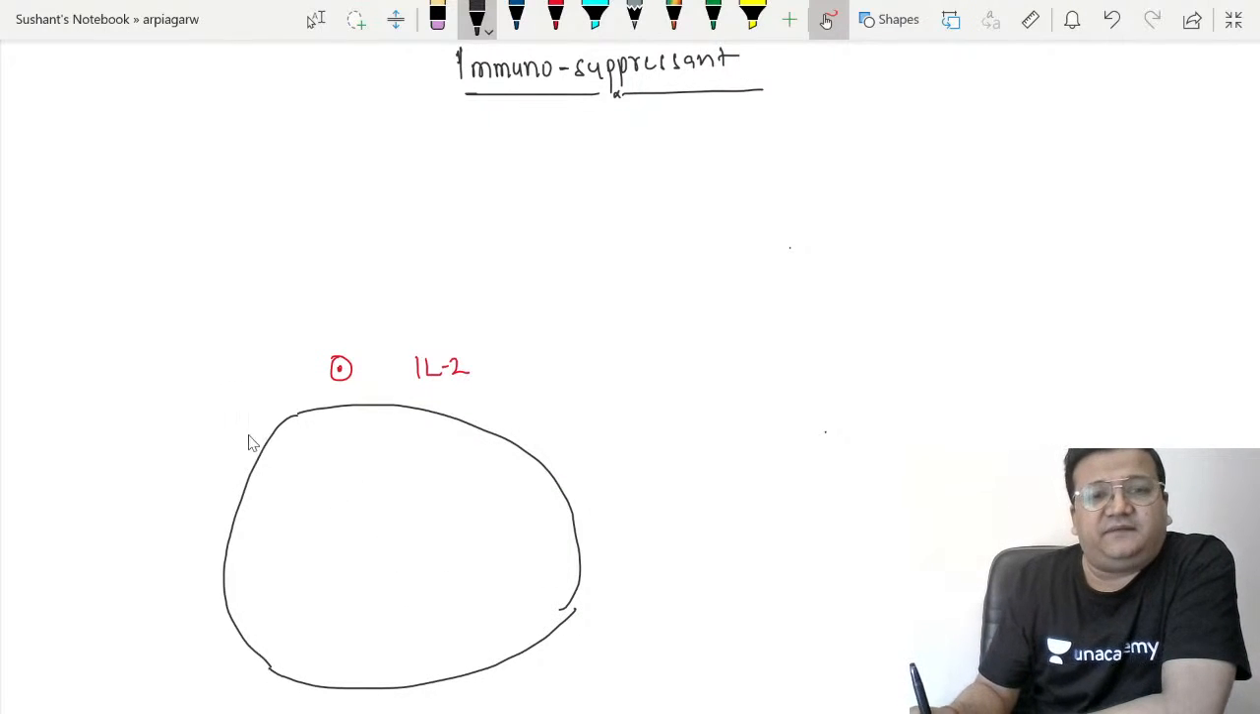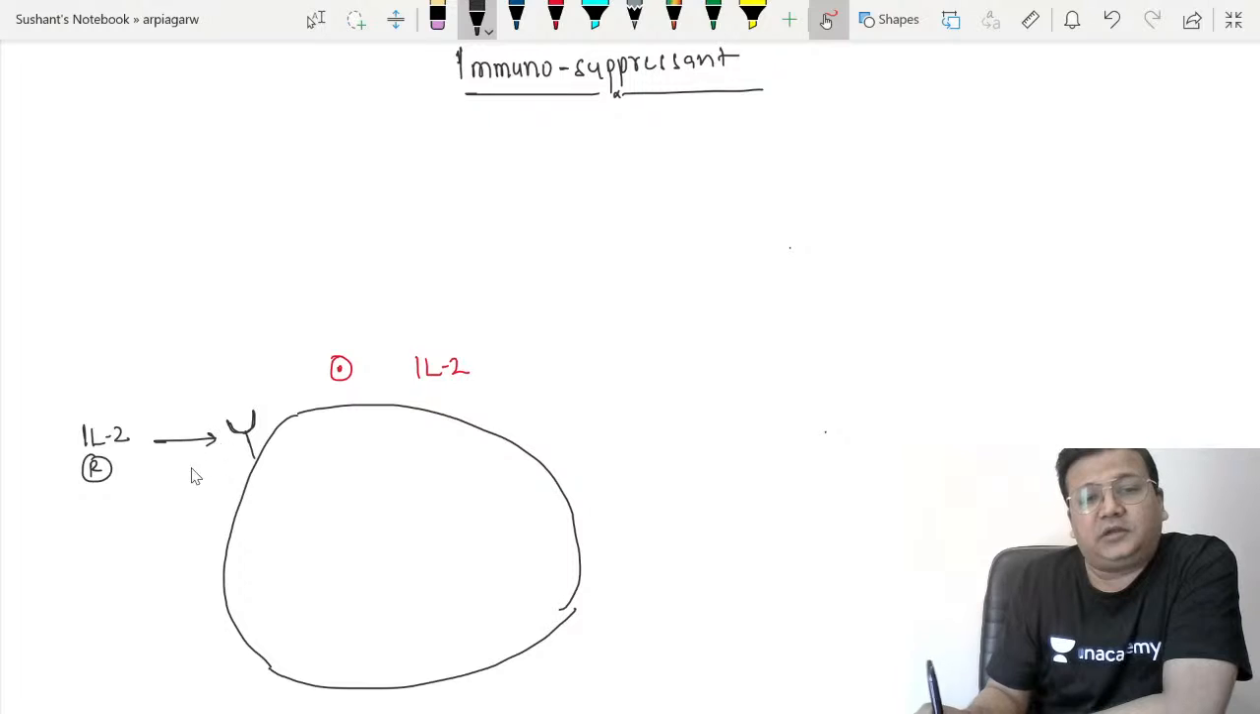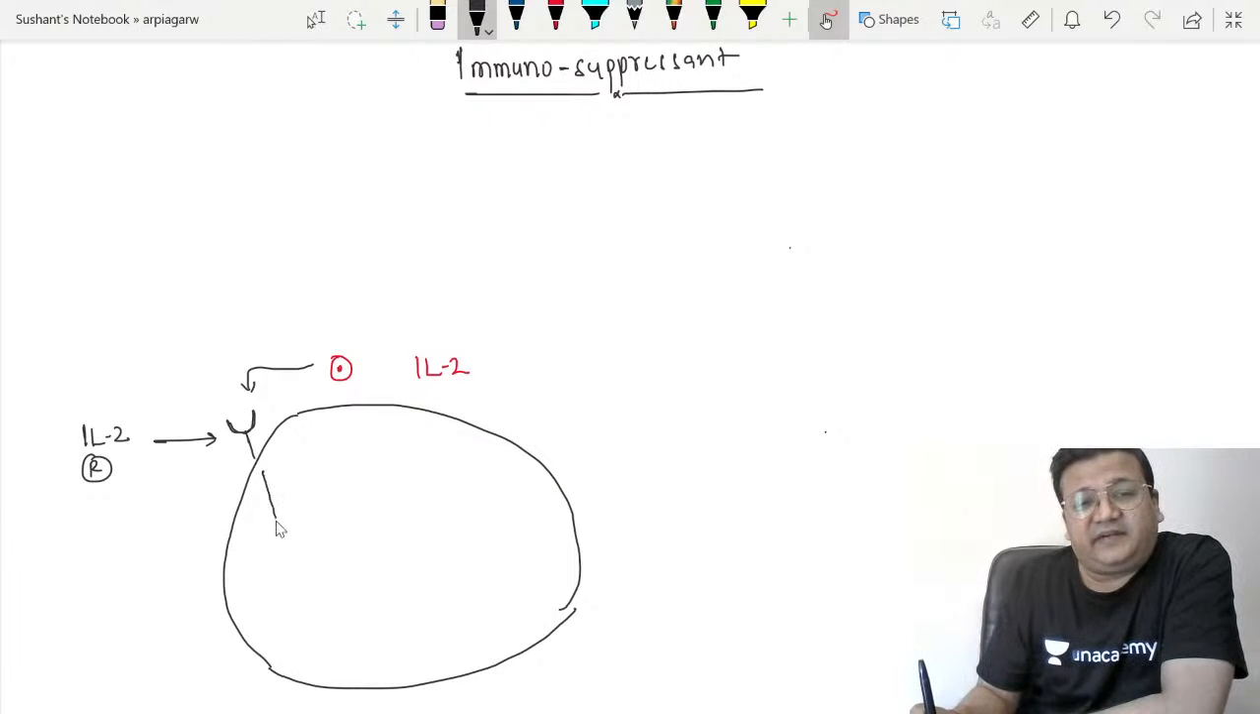On the surface of T lymphocytes, we have the receptors for interleukin 2. Suppose this is the interleukin 2 receptor. When interleukin 2 comes and binds to this particular receptor, a signal is given to the immature T cell to proliferate. The immature T cell will start proliferation.